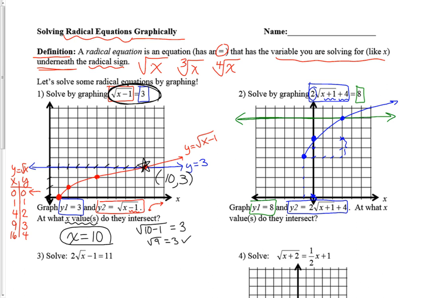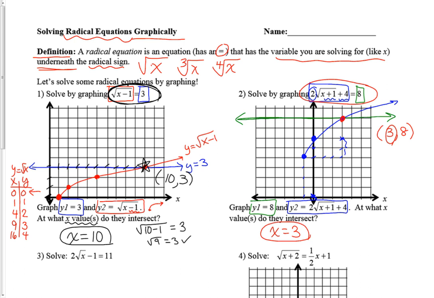I could tell this is where they're going to cross. I can see that point on my graph. If I look at the coordinate for where they cross, the x value is 3, the y value is 8. All that really matters is the x value because my original equation only had the letter x in it. So x equals 3 is the answer. If I plugged back in to check it, I would get the left side is equal to 8. And since I was trying to find when it equals 8 on the right side, I know I'm correct.